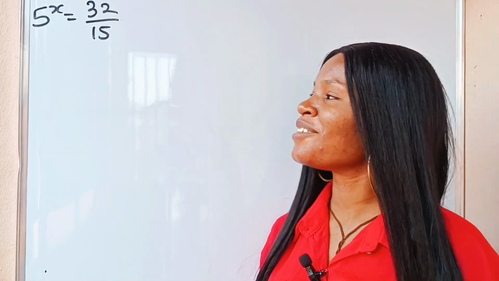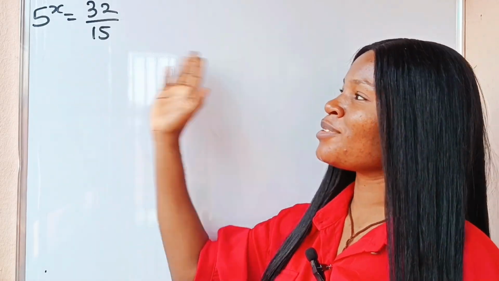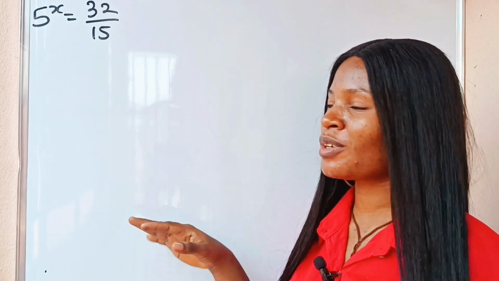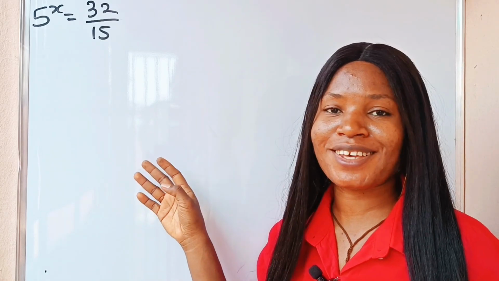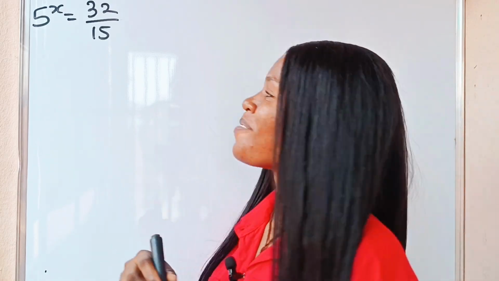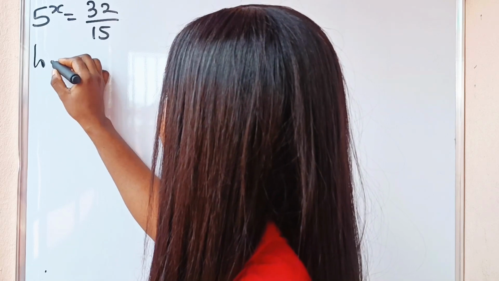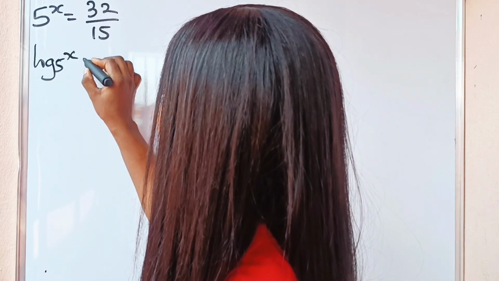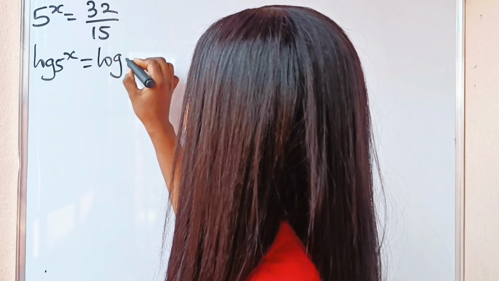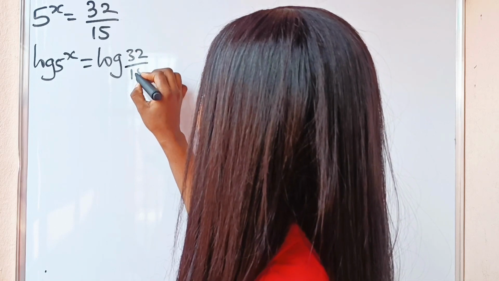Everyone, let's find the value of x. Now we are going to introduce log to both sides of the equation because that is the only option left here. Okay, now let's get straight to the point. So we are going to have log 5 to the power of x is equal to log 32 divided by 15.